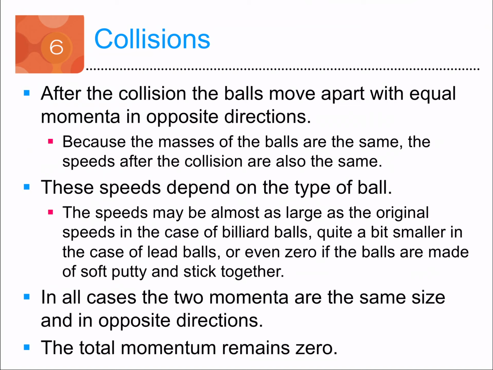The speed is going to depend upon the type of ball, whether you're dealing with a billiard ball, a lead ball, maybe a ball that's a soft putty and might stick together. But in all cases, the two momenta are going to be the same size and in opposite direction. Therefore, your total momentum is going to remain 0.